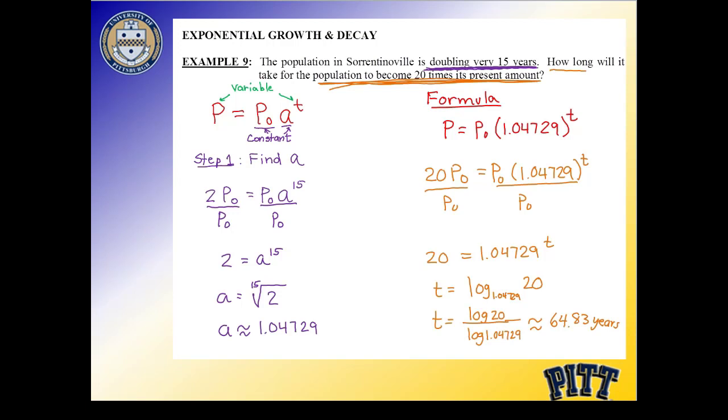Anywhere you see this 1.04729 again, I am technically using the value that's on my calculator, not this rounded value you see here. And if I do that correctly, I get about 64.83 years. So what it's telling me is that with a doubling every 15 years, I should expect to have 20 times the original amount I have now after 64.83 years.